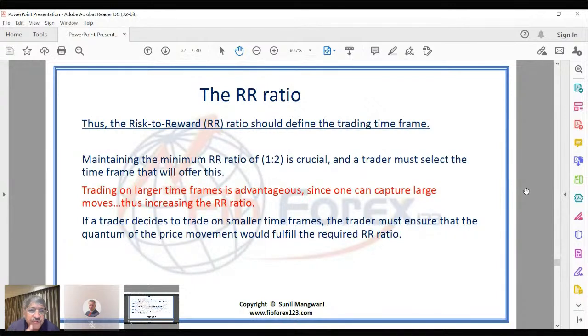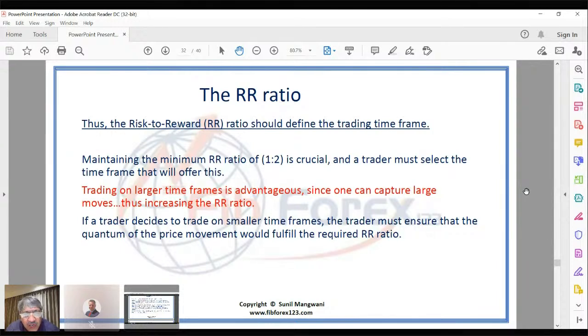So your risk to reward ratio should define your time frame. Maintaining 1 is to 2 is crucial, and you must select the time frame that will offer this. Obviously, trading on larger term time frames is advantageous. You can capture larger moves. If you increase your risk to reward ratio, you can afford more losing trades. It's as simple as that. There's a simple mathematics to it.